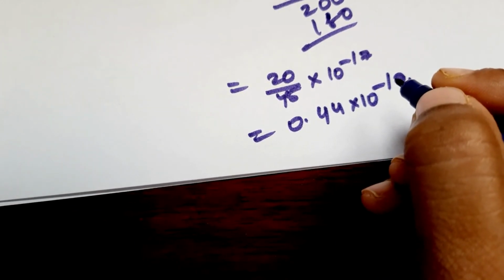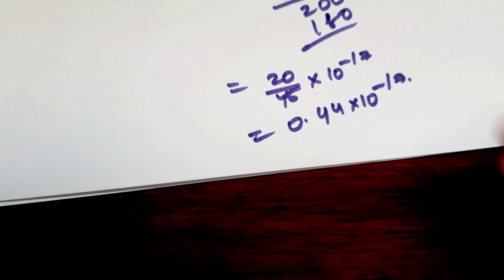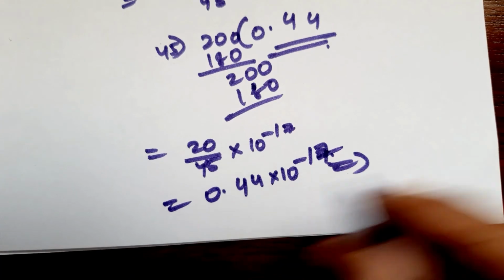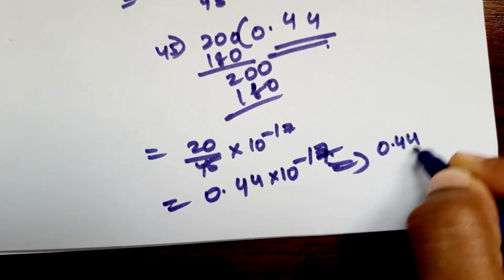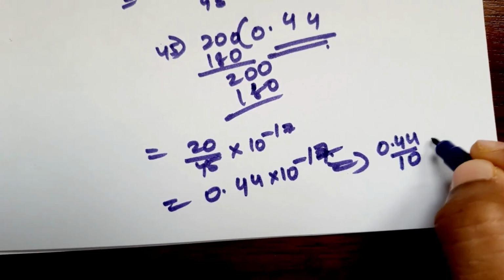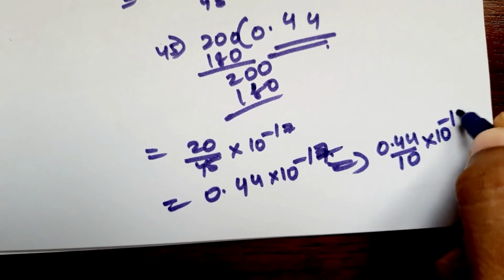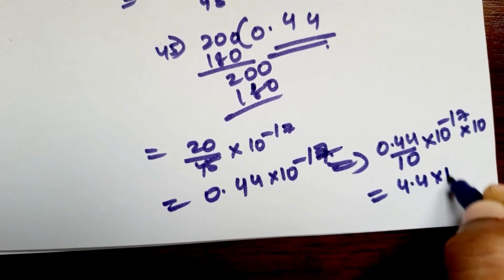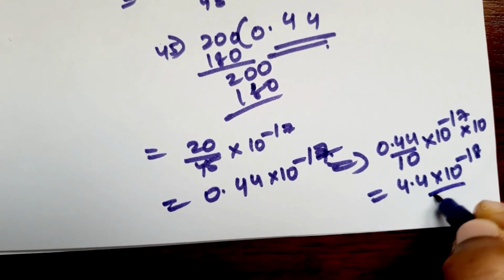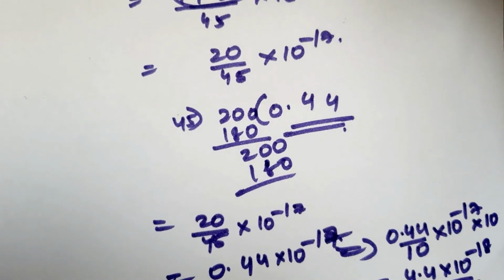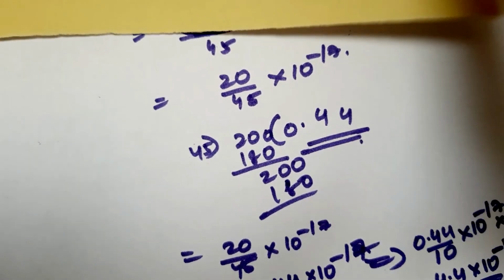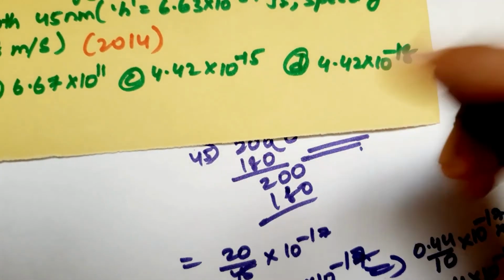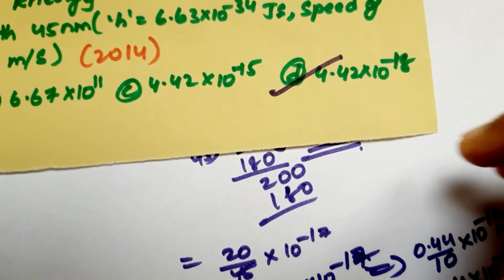To move this decimal, I am multiplying and dividing with 10. We get 0.44 by 10, 10 power minus 17 into 10. Then we get 4.4 into 10 power minus 18. For this question, the answer is 4.42 into 10 power minus 18.